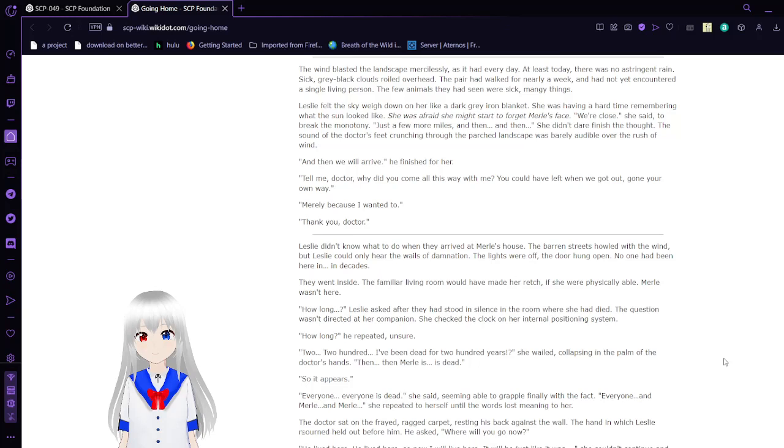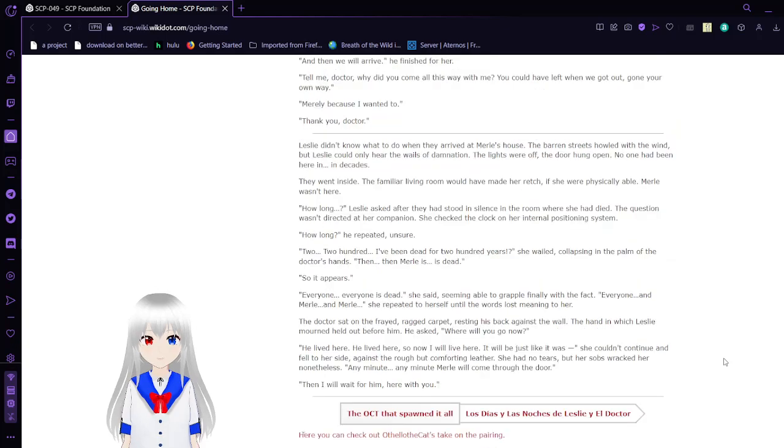Leslie didn't know what to do when they arrived at Merle's house. The barren streets howled with the wind, but Leslie could only hear the wails of damnation. The lights were off, the door hung open. No one had been here in decades. They went inside. The familiar living room would have made her retch if she were physically able. Merle wasn't here. How long? Leslie asked, in the room where she had died. The question wasn't directed at her companion.